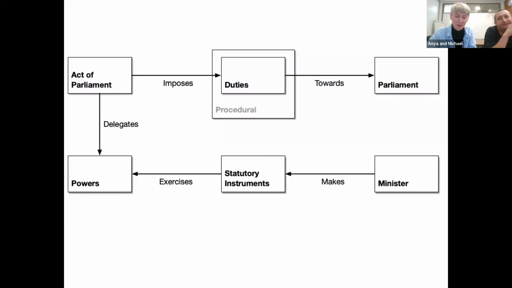More background. For those new to statutory instruments, you have Acts of Parliament, and they delegate certain powers to ministers, which means that a minister can create secondary legislation under that act, under those powers, so long as they comply with certain duties towards Parliament. And in the United Kingdom, statutory instruments are the most frequently used type of secondary legislation.